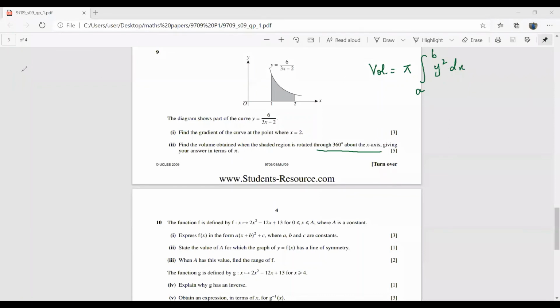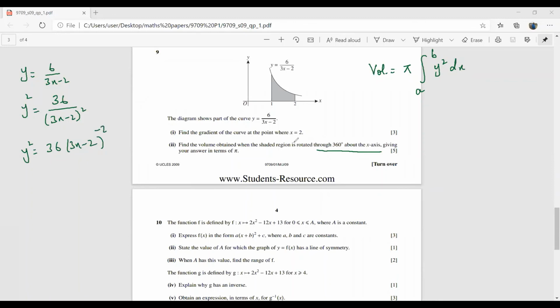Okay, so now your y is 6 over 3x minus 2. So let's prepare this y square. That is going to be 36 over 3x minus 2 whole square. Now, there is another very common mistake here. Students start expanding this 3x minus 2 whole square in the denominator, and they integrate it while keeping all of this in the denominator. So remember, we cannot integrate the things in the denominator. So you better move it to the numerator. So this can be written as 36 into 3x minus 2 to the power minus 2.